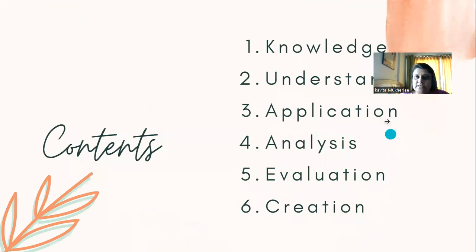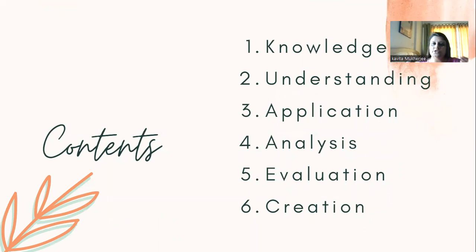The first thing, the contents of this presentation, is that you have 6 levels in the cognitive domain, which are knowledge, understanding, application, analysis, evaluation, and creation. Out of these 6, the first 3, knowledge, understanding, and application, belong to the lower order thinking skills. And the last 3, analysis, evaluation, and creation, belong to the higher order thinking skills.